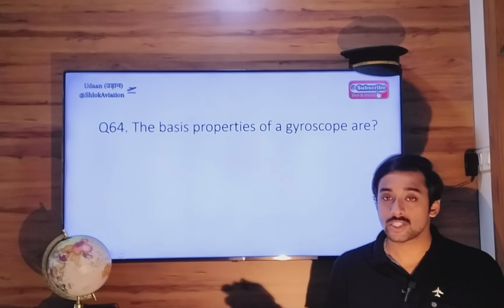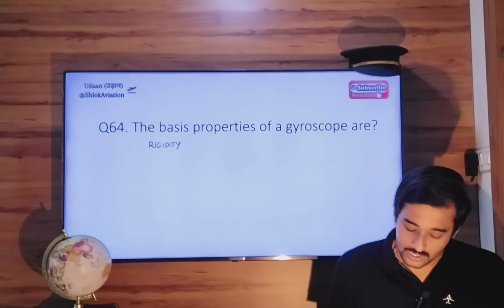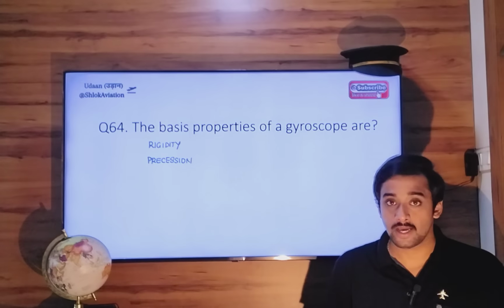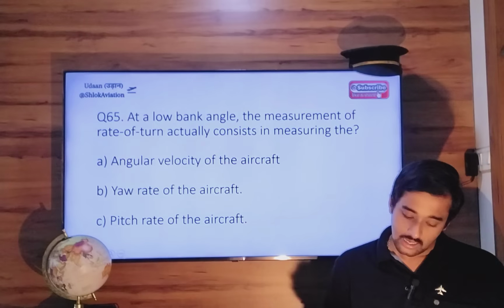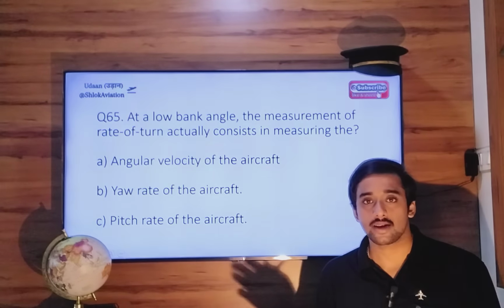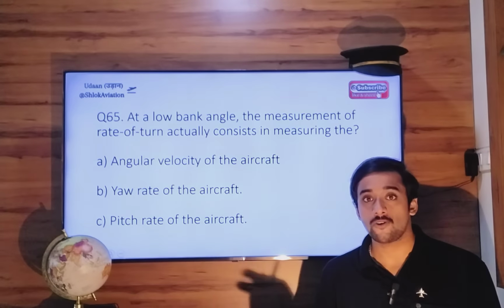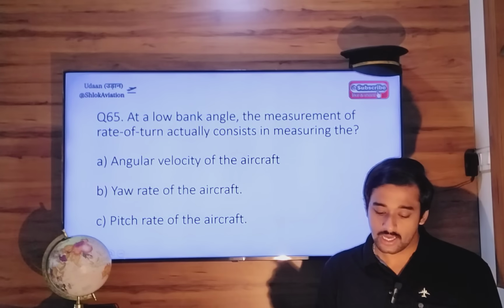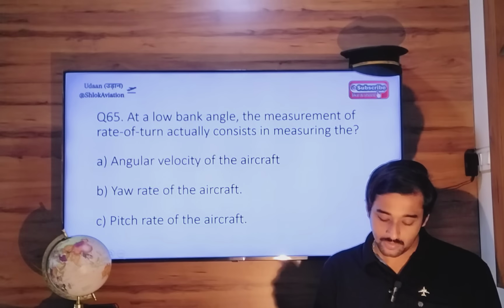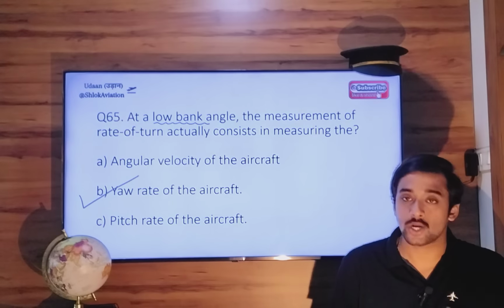Okay. Next. The basic properties of a gyroscope are rigidity and precision. Very important. Rigidity and precision. SPL based viva question: at a low bank angle, that means you are turning your aircraft at a very low bank angle, 5 degrees, 10 degrees, right? So the measurement of rate of turn, how fast you are turning your aircraft, actually consists in measuring what? Angular velocity, yaw rate, pitch rate. So the correct answer is at low bank angles, you will be measuring the yaw rate of the aircraft.